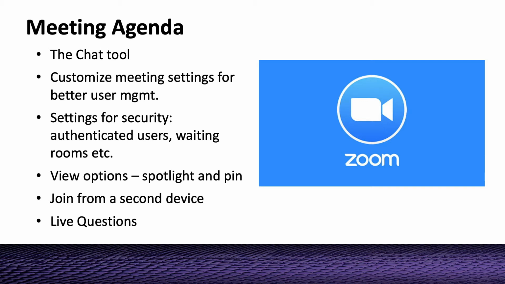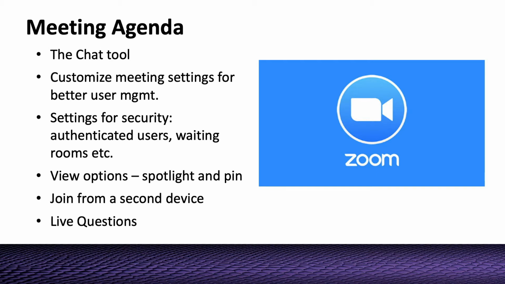We're also going to be talking about how you can customize your meeting settings for better user management. And a lot of those settings will also include security tips. So different things like authenticated users, waiting rooms, and some different things like that. We'll also talk about your view options. So how you can do things like spotlight a particular participant, or pin a video, or move your windows around to better see the people on your call. And then the last thing we'll talk about today is how you can join from a second device. And then of course we'll end a few minutes early so that we have more time for questions. But again, we'll also take questions throughout as we switch topics.